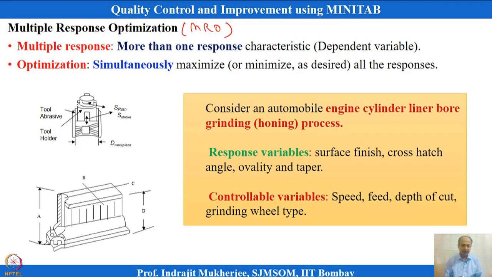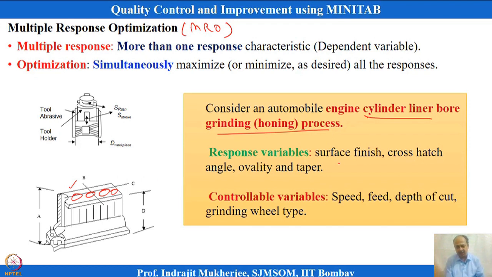One example taken over here is an engine cylinder liner bore grinding operation going on in an engine manufacturing unit or assembly line. It is happening in the machining line, and then it goes to the assembly line. In the machining, this is the cylinder block that you see over here, and there will be cylinder bores, and we need to machine this and generate the surface that is required by the customer.